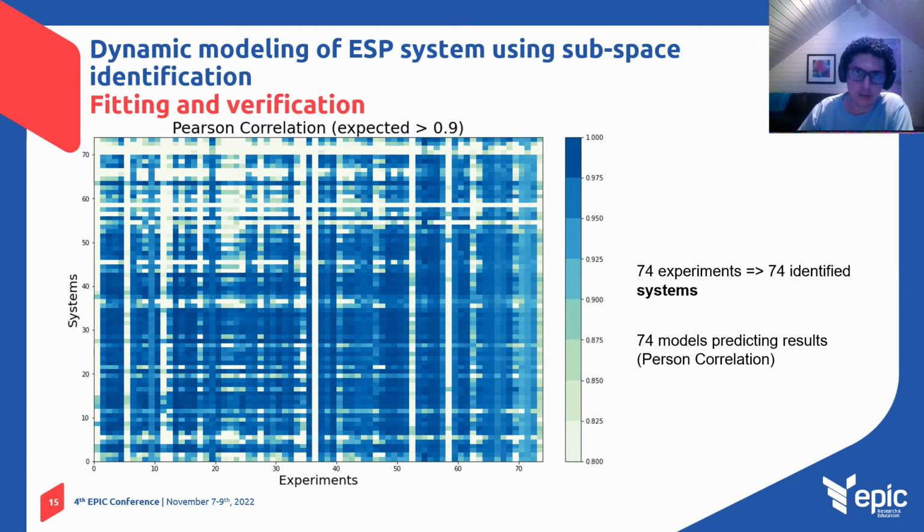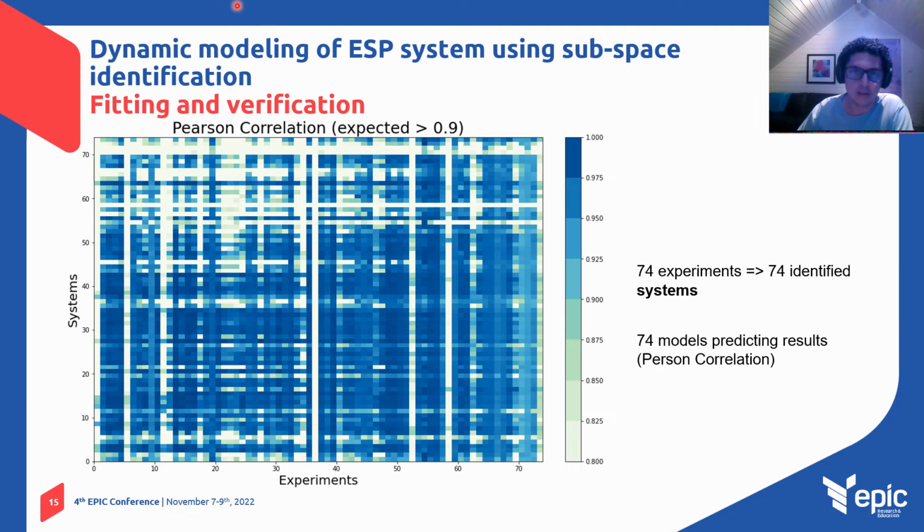Here we have the Pearson correlation coefficient evaluated in different identified systems. The experiments carried out totaled 74, so in fact we have 74 identified systems. Each experiment contained 2 or 3 variations of the choke valve opening and the rotation of the pump. The matrices A, B, C, and D are adjusted for each of the experiments. Every matrix set is an identified system.